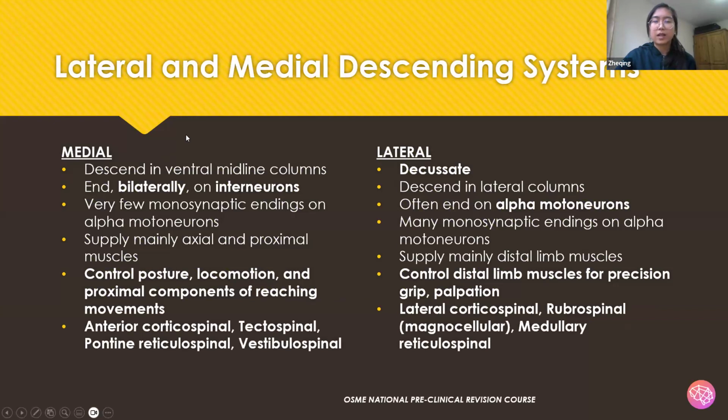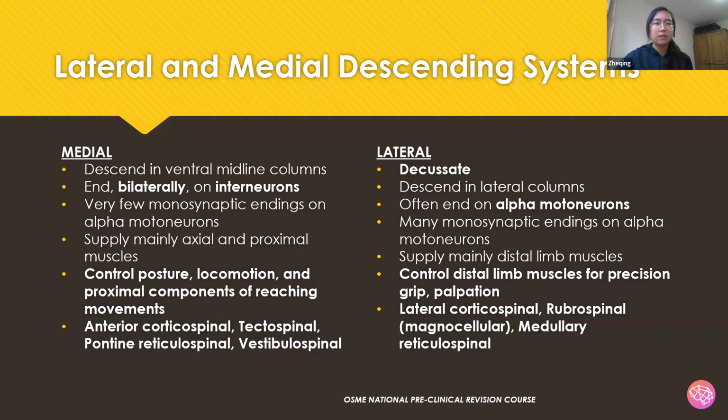So we'll start with the medial versus lateral descending system. These two groups are talking about the anatomical location, whether they're running medially through the spinal cord or laterally. The importance of knowing this is that, firstly, they innervate different muscle groups, and secondly, it helps you know whether or not they decussate, whether they're supplying contralateral muscles or both ipsilateral and contralateral muscles.